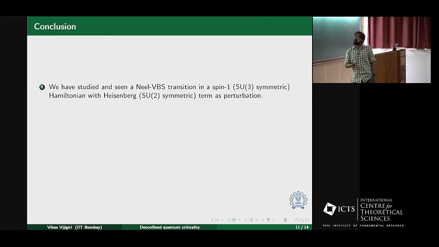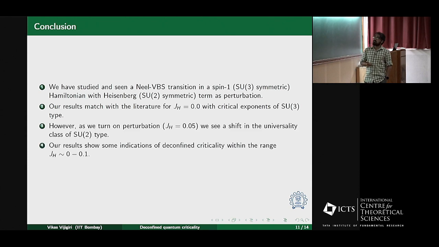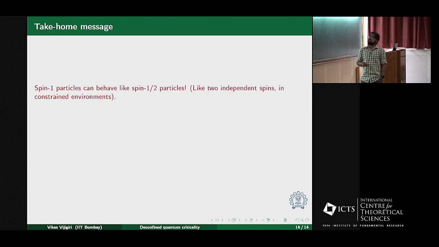So to summarize what I have obtained in the last few months: in the absence of perturbation, I see a universality class of SU3 type, which is very natural to even imagine. But you see the SU2 universality class in the presence of perturbation. Our results also show deconfined critical behavior within this range of perturbation, that is 0 to 0.1. The take-home message is that spin-1 particles can actually behave like two independent spin-half particles in reduced environments, like in this case, where it is reduced symmetry. In experiments, you may have nuclear physics scenarios where a spin-1 particle behaves as two spin-half particles. Yeah, I'm done. Thank you.